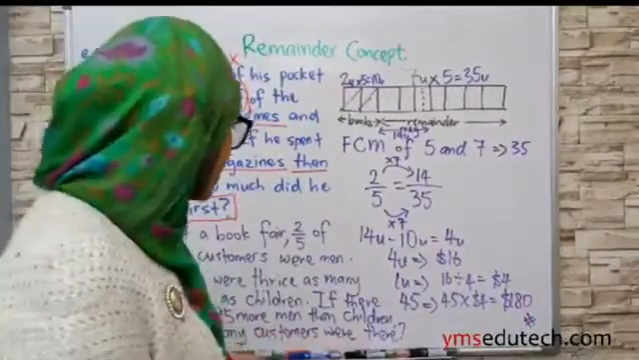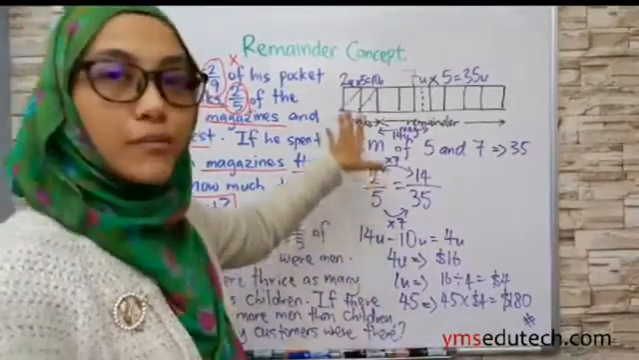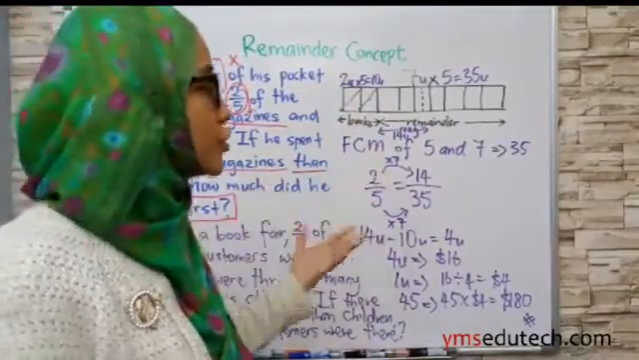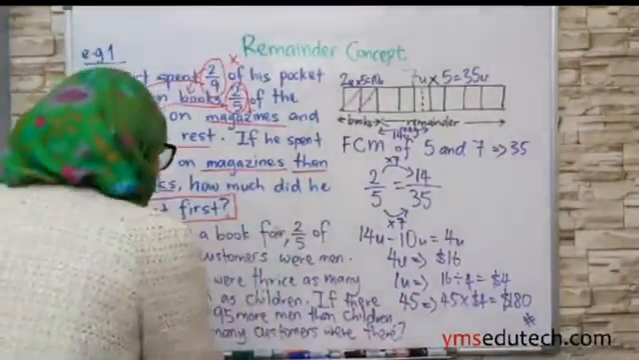Alright, so we have solved this remainder concept using model method. Now I'm going to show you how to solve it using branching method. Okay, let's go.